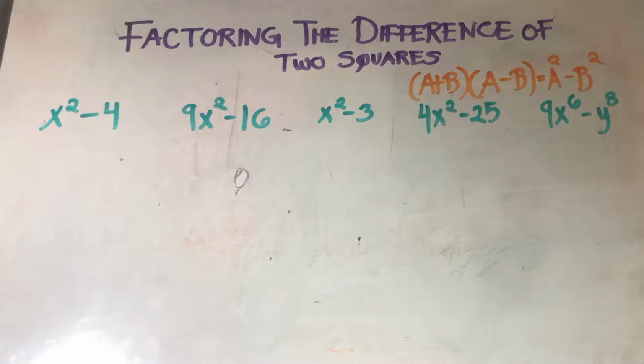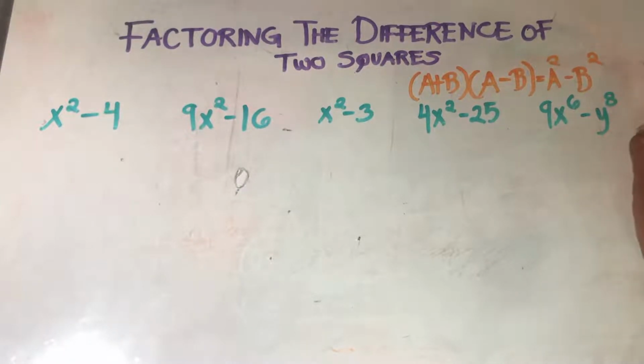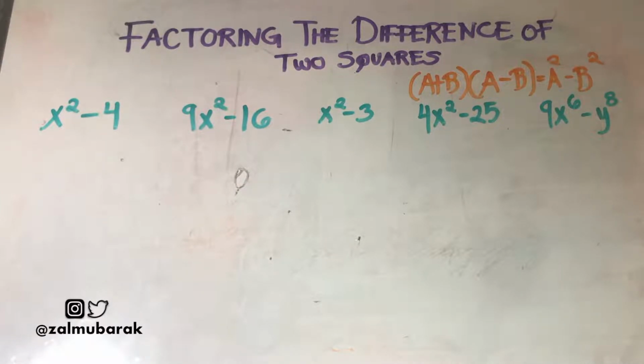Now we have 5 examples in front of us, and we have the basic general form of factoring the difference of two squares, which is a plus b times a minus b, and that's going to yield a squared minus b squared. So let's go ahead and solve the first problem.